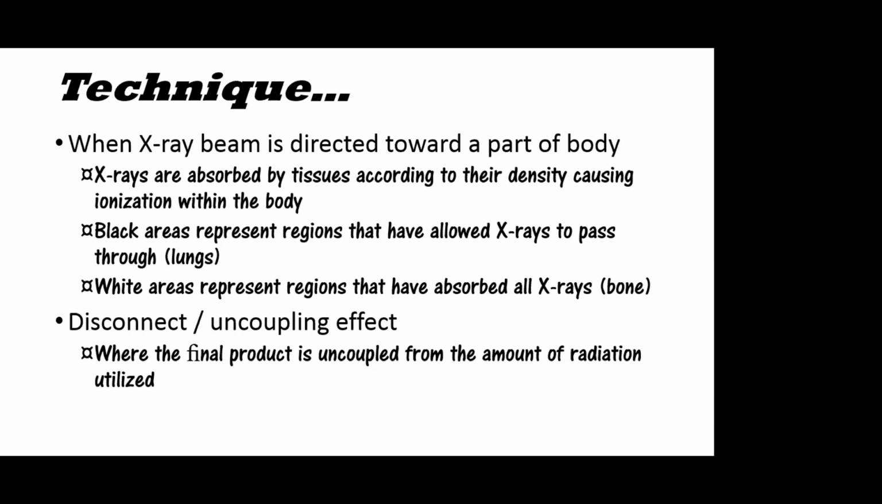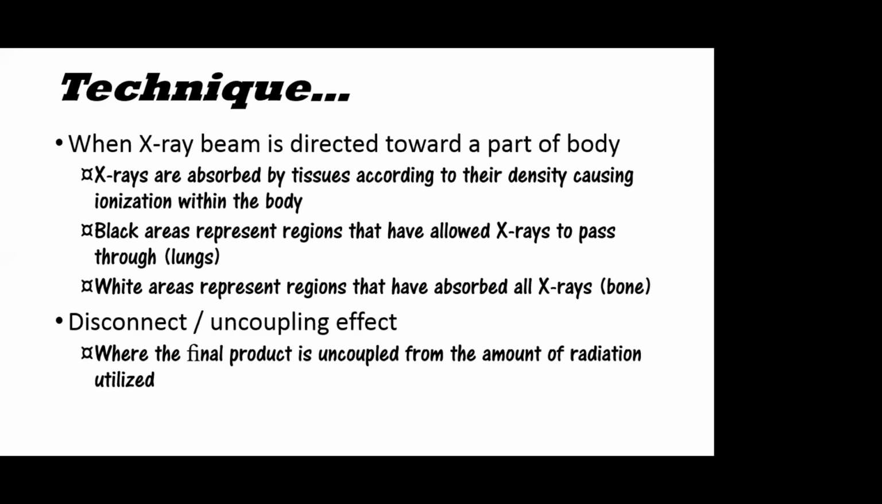So those are the sort of voids. But voids, in a very different way, are shown as white. And where the X-rays have gone and reached the plate, those are the gains. The gains are shown as black. So then what do they do? They do an uncoupling. Uncoupling essentially means they separate out the areas depending upon how much radiation they were exposed to from the plate. So the final product is uncoupled from the amount of radiation utilized.